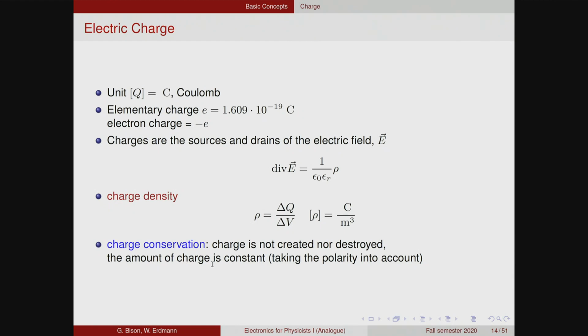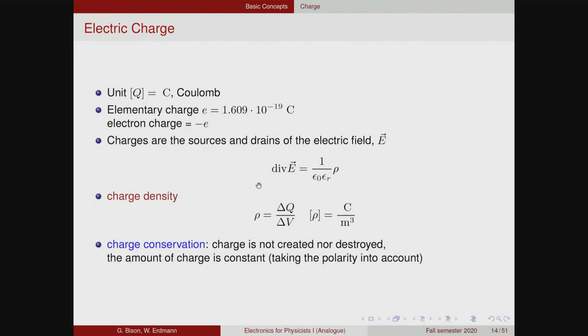Of course, you all know that electronics is done with electric charge. The unit of charge is the coulomb. Of course, the elementary charge is the electron charge, something like 1.6 times 10 to the minus 19 coulombs. And the charge is the source of the electric field. All of that should not be new to you, is it?